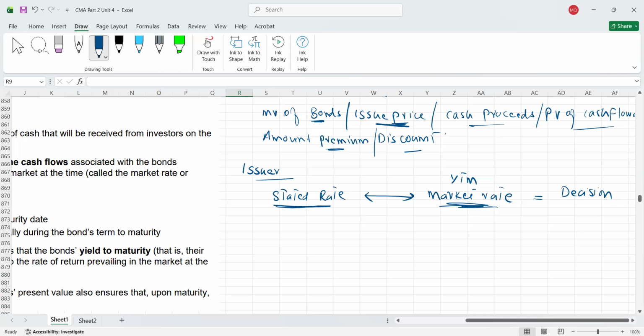And we are assuming the market rate and yield to maturity are equal here. Okay, this is the assumption.